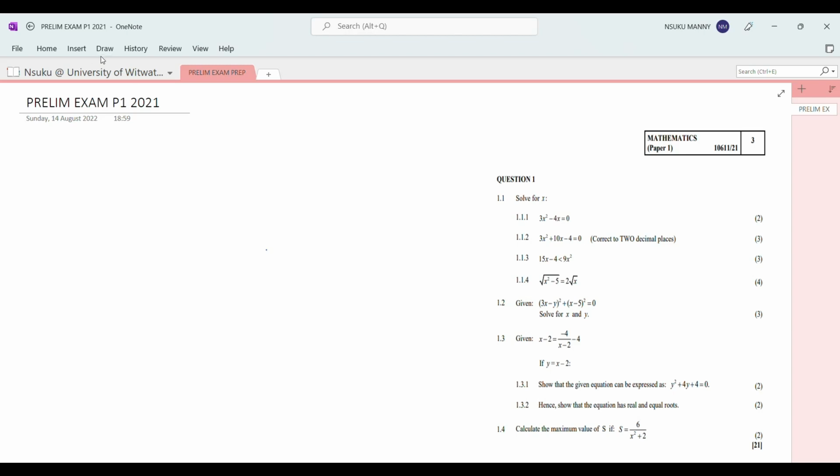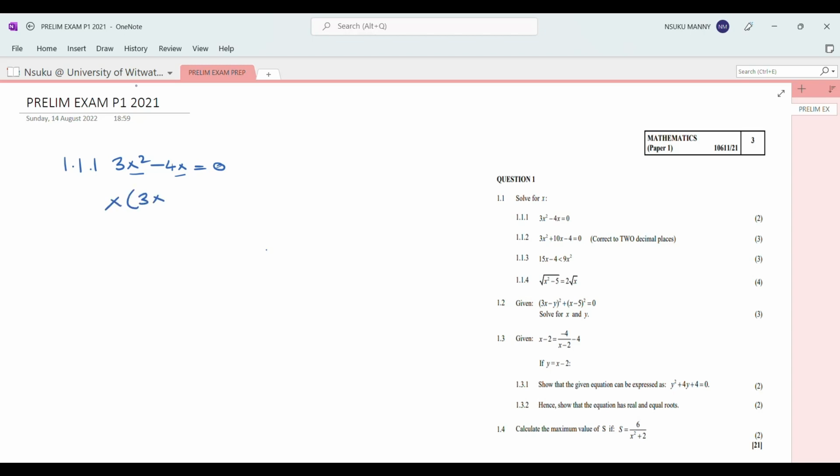Right, so we're going to start with question 1.1.1. This requires us to solve for x. They gave us the equation 3x squared minus 4x is equal to 0. So the first thing we're going to do is, obviously, we have 3x squared minus 4x, and we have our common factor, which is x on both terms. So we're going to factor out x.